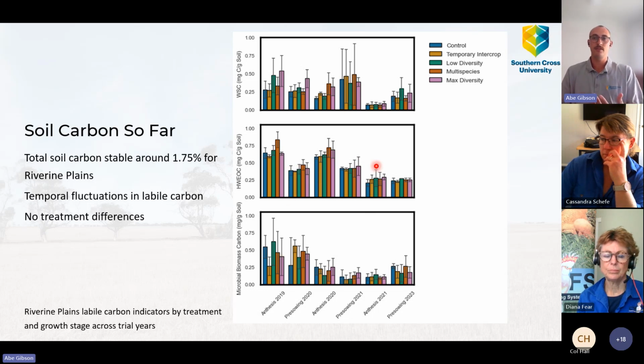Again, there's no treatment differences between our diversity treatments, but really high variability, even within sampling for each year. And this is one of the key things to remember around soil carbon as well. We've only got 3 reps in our trials, but the variability is something that shows throughout all the trial sites. And so it's a bit of a non-result, but also a result in itself, as I'll step through and hopefully explain over the next few slides.